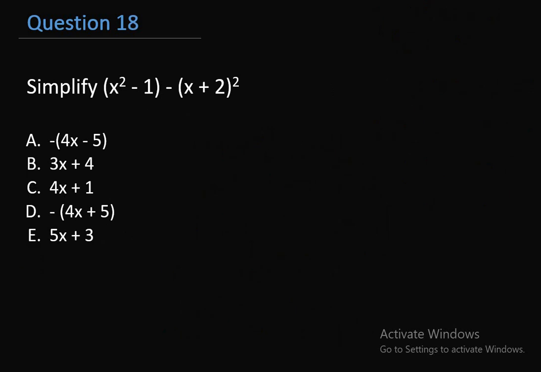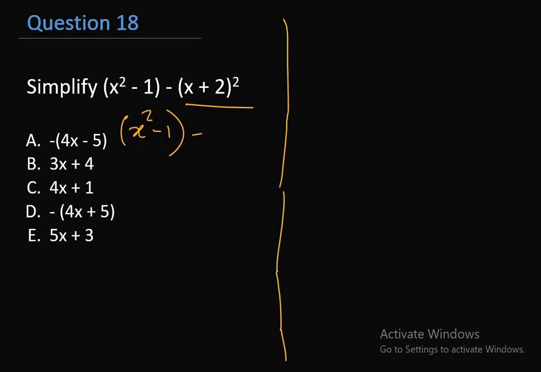Alright, for question 18, simplify what we have here. X squared minus 1 close bracket minus x plus 2 close bracket square. Now, expand this. Let me break this into 2. X plus 2 bracket square is the same thing as x plus 2 bracket times x plus 2. The next step now, we are going to expand this.